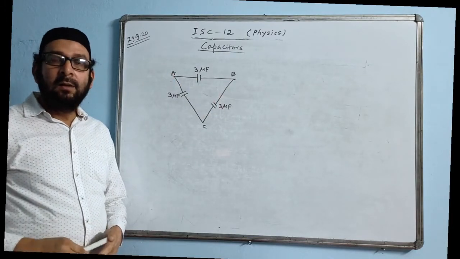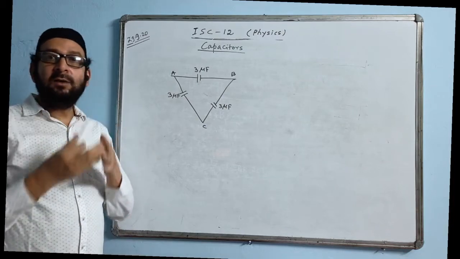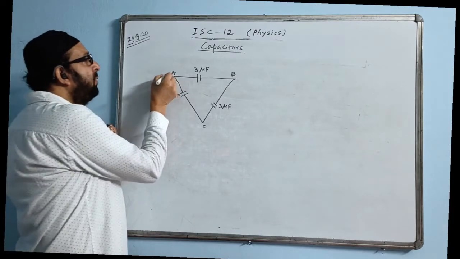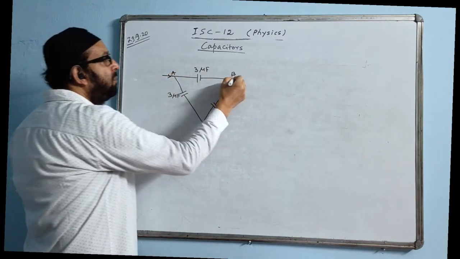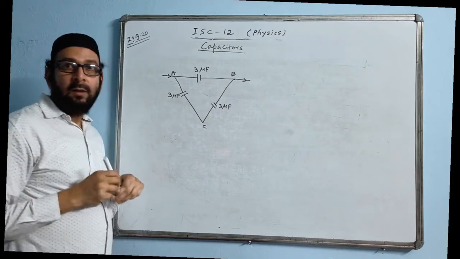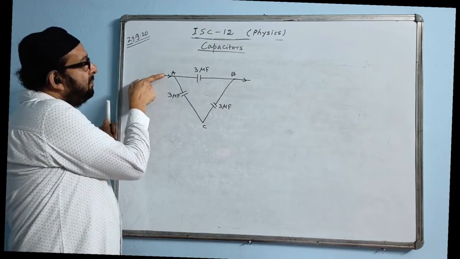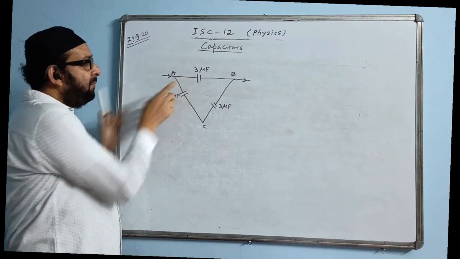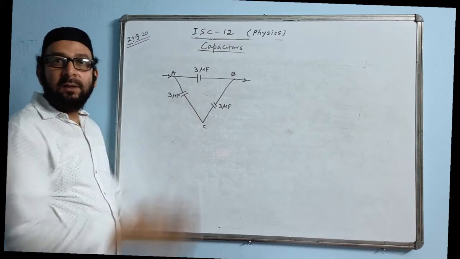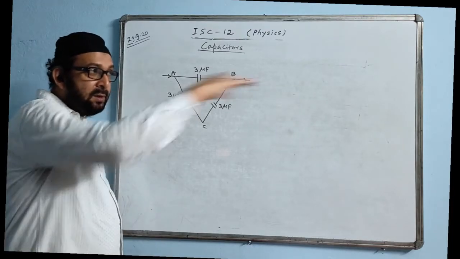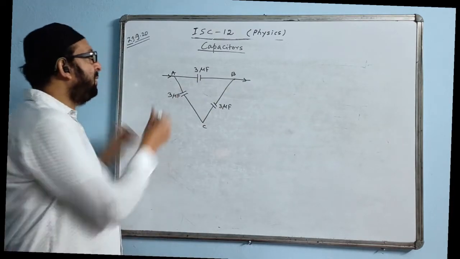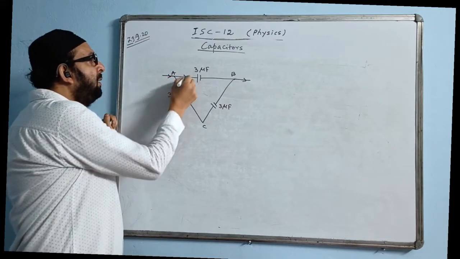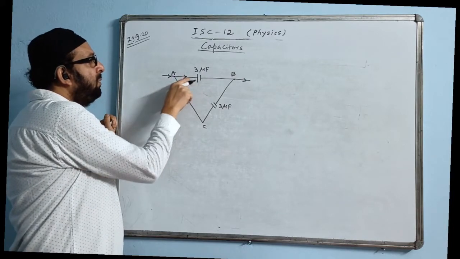How to find? First, we have to decide whether they are in series or in parallel. Between A and B, through A the charges will flow and through B the charges will come out. The charge coming at A is getting divided into two parts, one part here and one part here. When there is a distribution of charges, that will be parallel. And when the charge flowing is the same, that will be series. So we are dividing the total charge Q into two parts, one part here, one part here. These two will be in parallel.